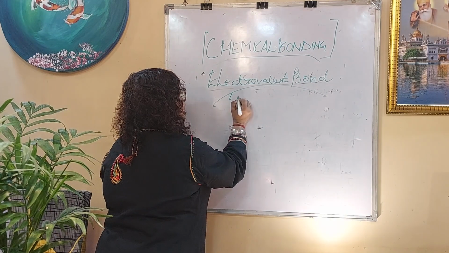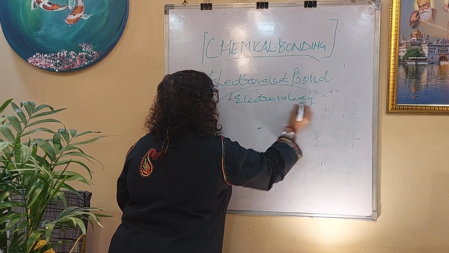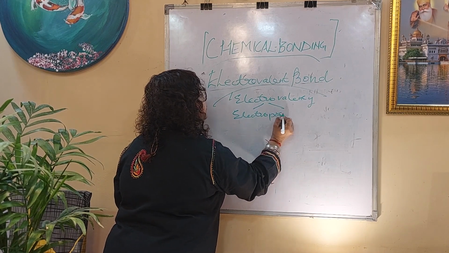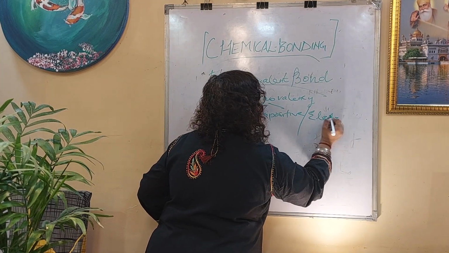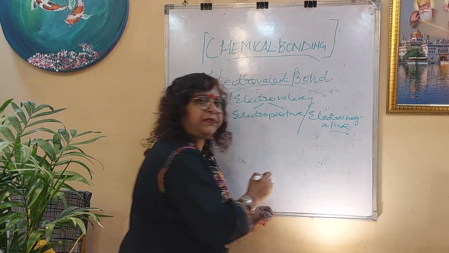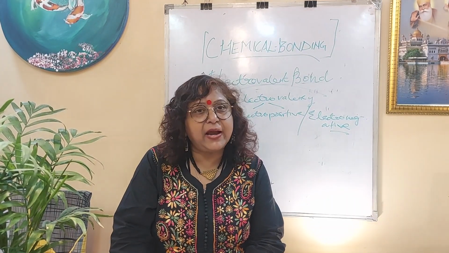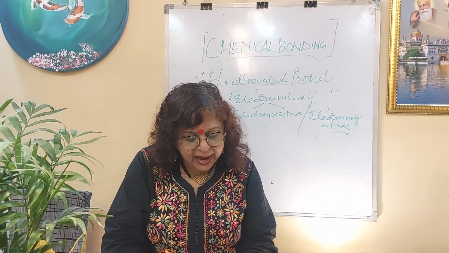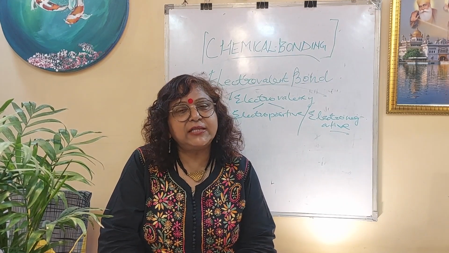Electrovalency. Under electrovalency come electropositive and electronegative. Okay. So what will you write for electrovalency? The number of electrons lost or accepted by the valence shell of an atom in an element to acquire the stable electronic configuration is called electrovalency.